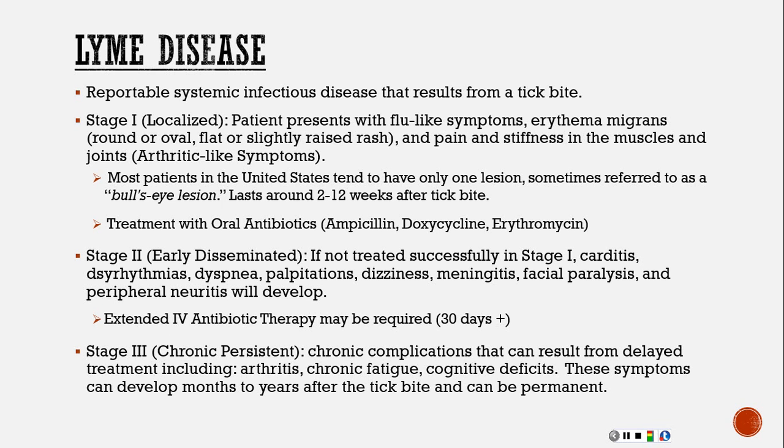When do you get Lyme disease? After a tick bite. This is a reportable systemic infectious disease that results from a tick bite. It is contagious. Stage 1 is the localized phase. The patient presents with flu-like symptoms, erythema migrans, which is a round or oval, flat, or slightly raised rash. You need to know that sign. Also, pain and stiffness in the muscles and the joints. So these patients come in with arthritic, flu-like symptoms.